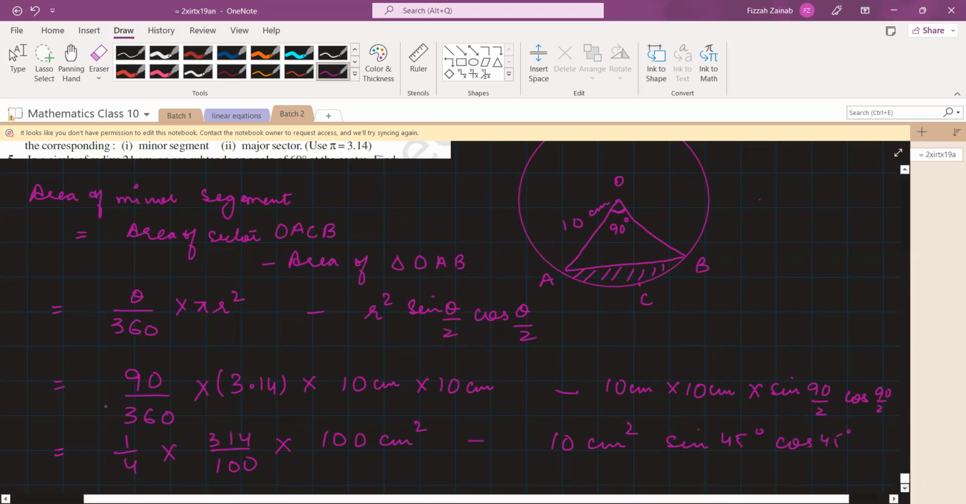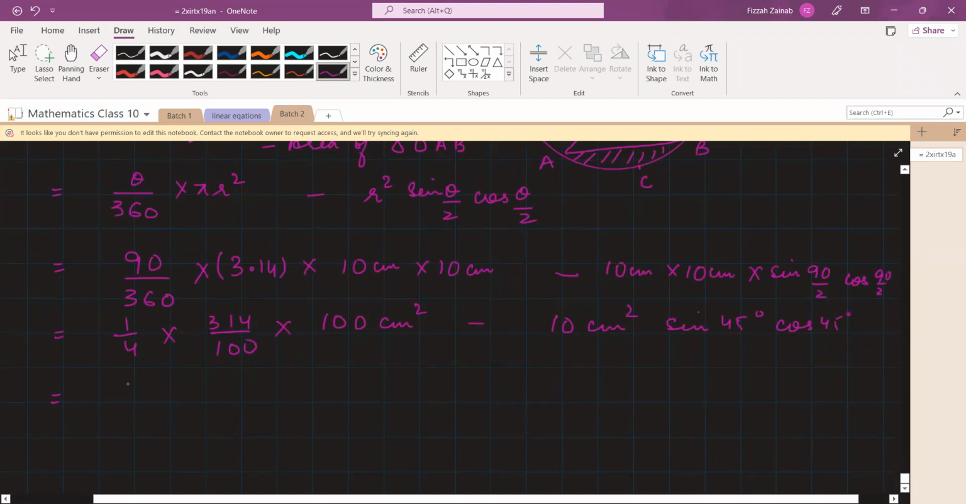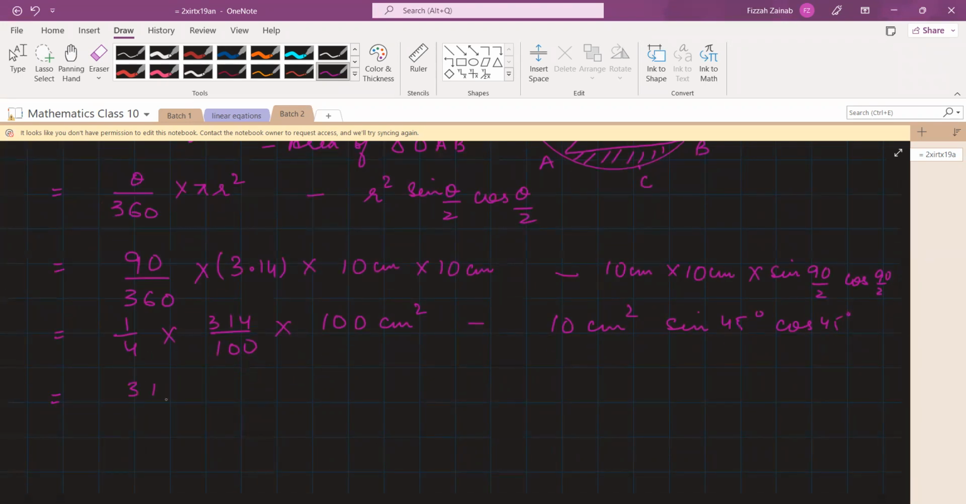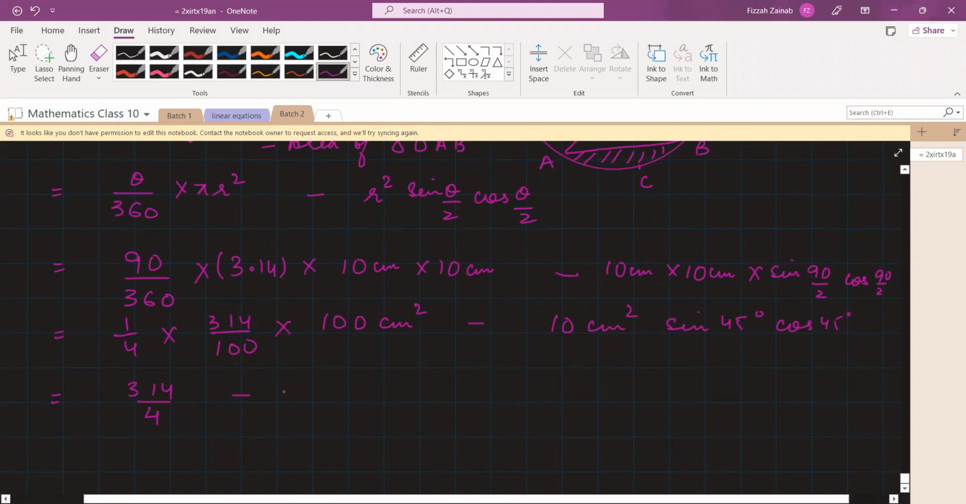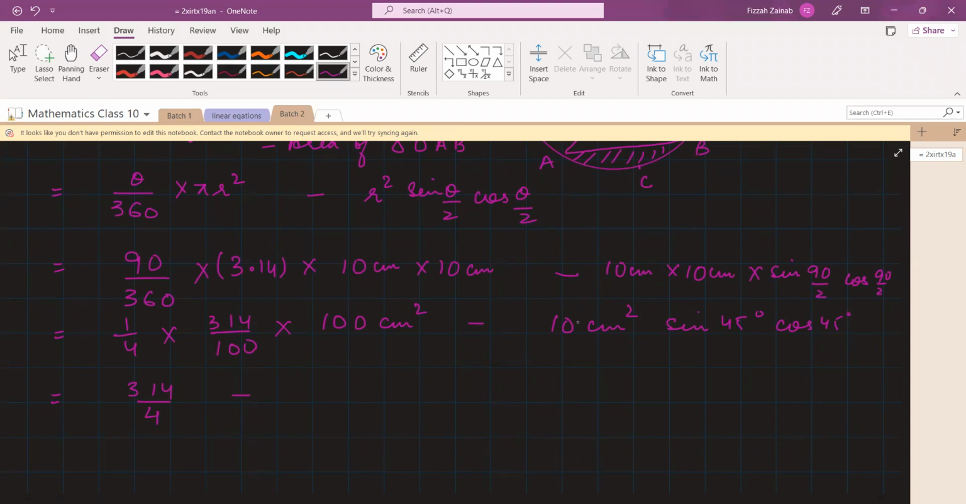So 100 here cancels. This is just 314 divided by 4, and then minus, oh sorry, 10 into 10 is 100 again here. So this is 100 into, how much is sine 45? It is 1 upon root 2, correct? So this is 1 by root 2. Cos 45 is also 1 by root 2. So 314 divided by 4 minus 100 divided by root 2 into root 2, which is 2, right?